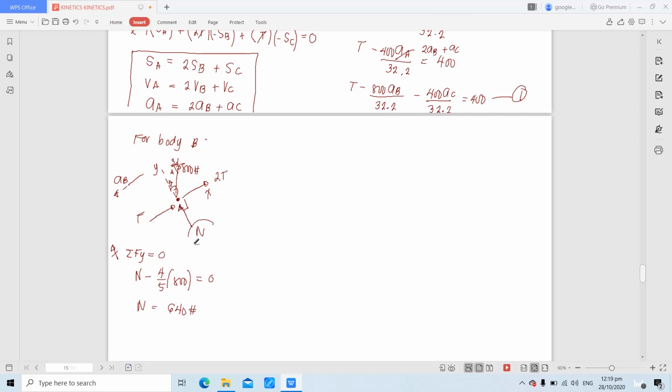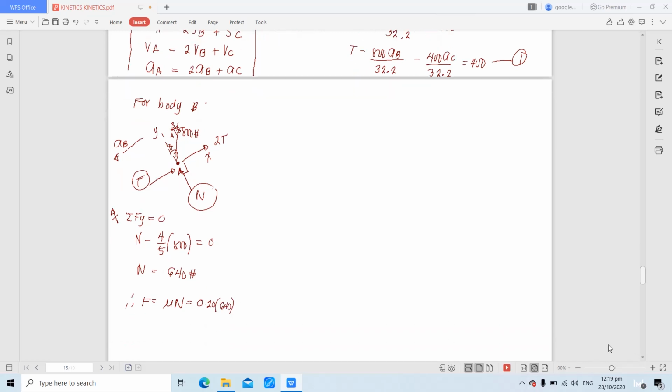Na, kapag nakuha mo yung normal force, meron siyang relationship kay friction force using this formula. Friction force is equivalent to mu N. And coefficient of friction mu is 0.20 times normal force na 640. Therefore, friction force will be equivalent to 0.2 times 640, that is 128 pounds. Okay, we're done now with our summation of forces with respect to y.